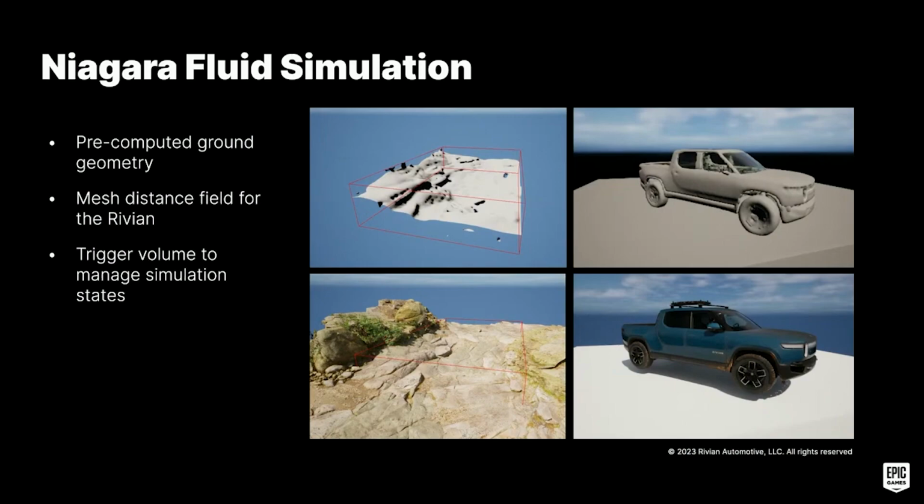To integrate this fluid setup into the Rivian demo, our artists first pre-computed the ground signed distance field that produced a watertight cup for the fluid particles. The Rivian was represented using mesh distance fields that pushed the water away from the vehicle.